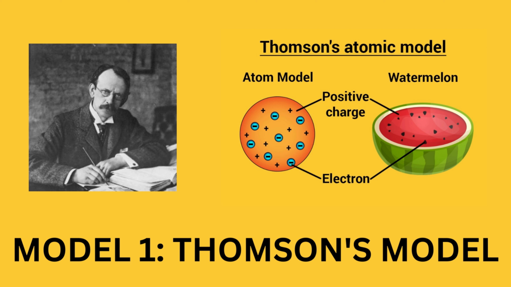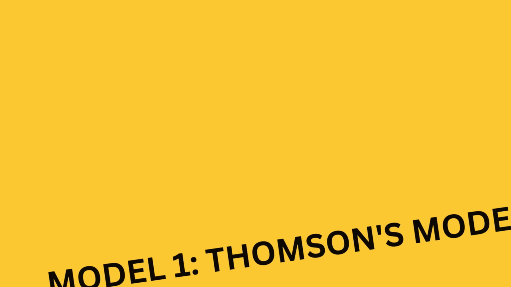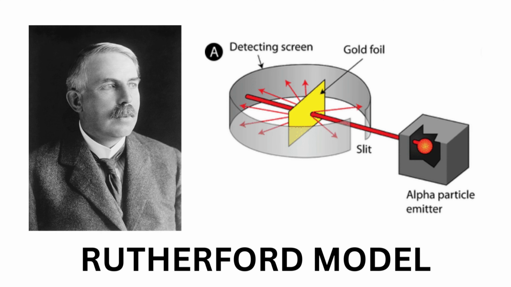But then we had a scientist named Rutherford. Rutherford was actually thinking of something else. He was trying some experiments, but Thomson's model was not coming into the picture. So he found out his own model. So how did he do so?